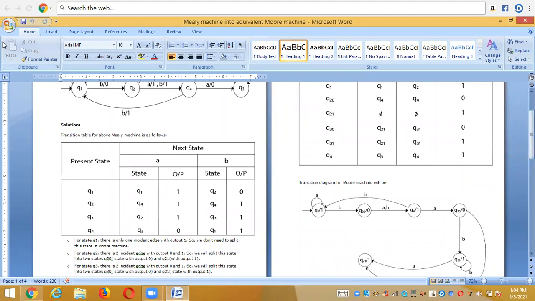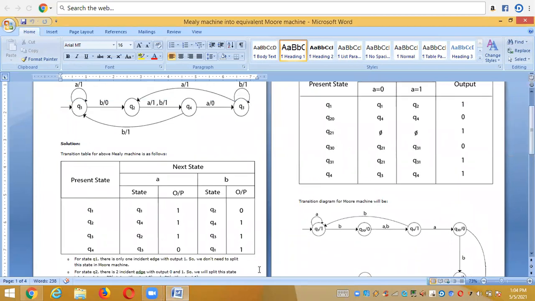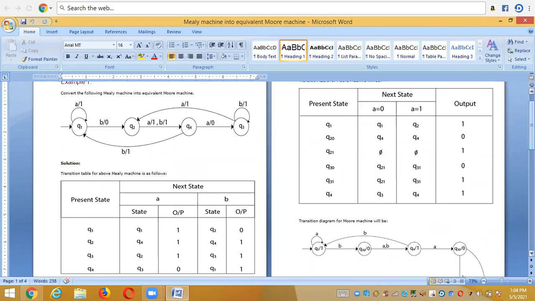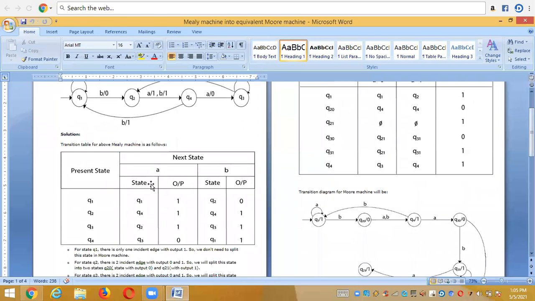See, this is a question. This is example number 1. Make a note of this example number 1. The question here is, convert the following Mealy machine into its equivalent Moore machine. And from the machine, I am representing a table like this. This is the transition table for the Mealy machine.